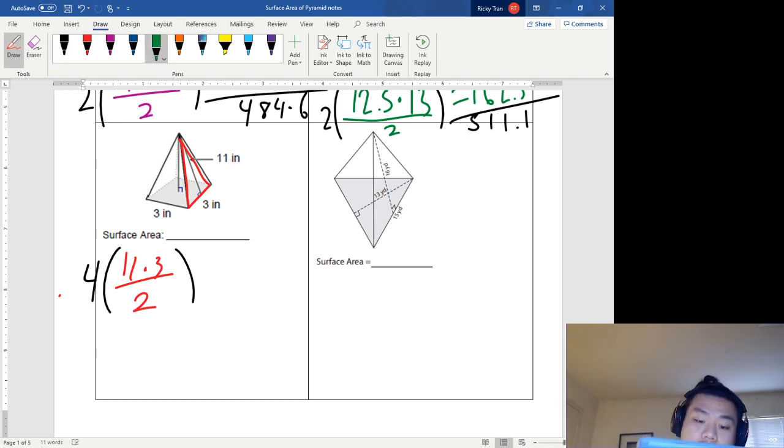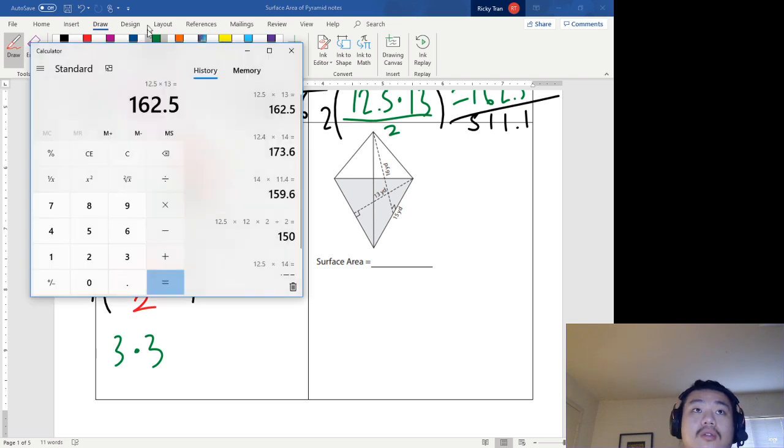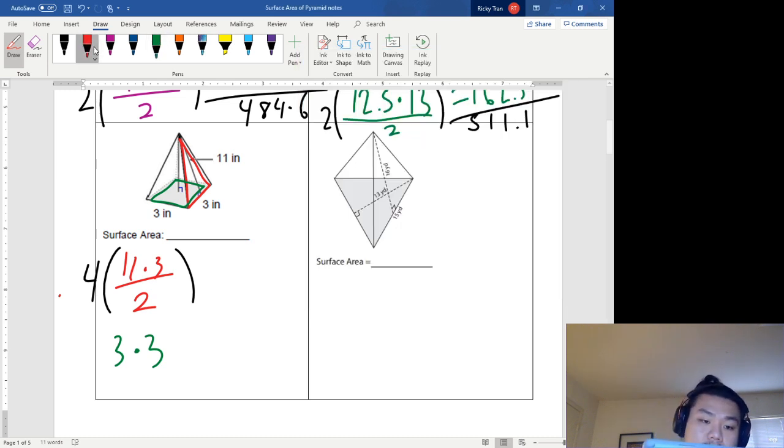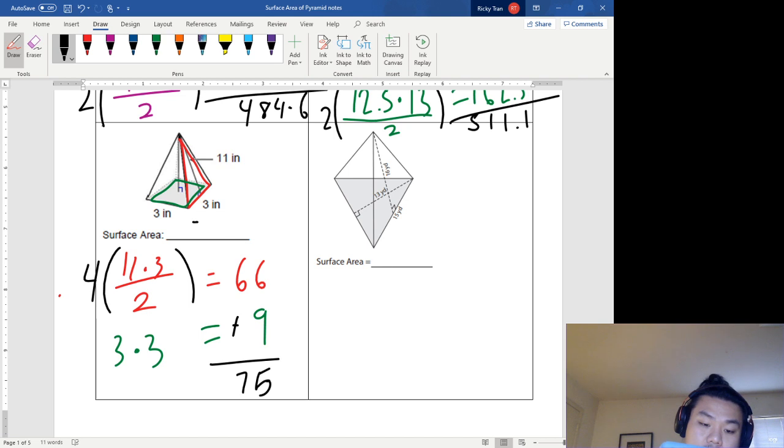And then at the very bottom, we have one square, which is just 3 times 3. Okay, so 11 times 3 divided by 2 times 4. 66 for the triangles, and then we have 9 for the square, and then we add this together, we just get 75 inches squared. Nice and simple. Square pyramids, very easy.